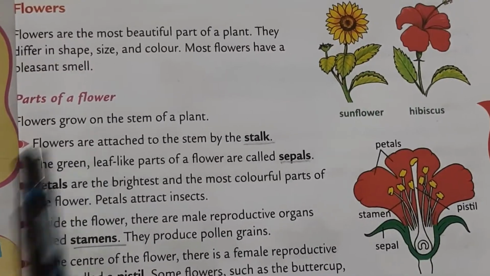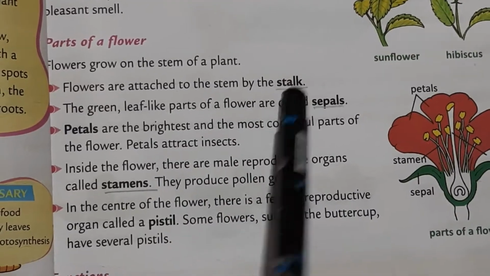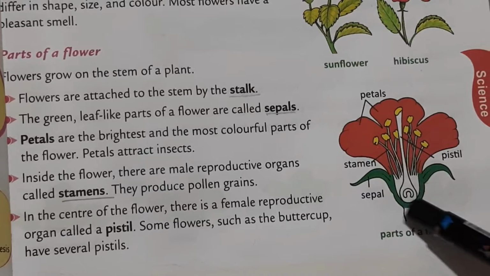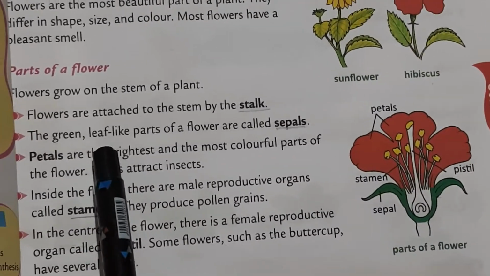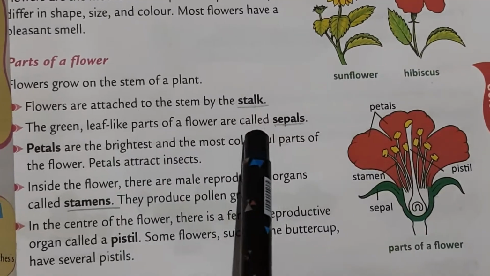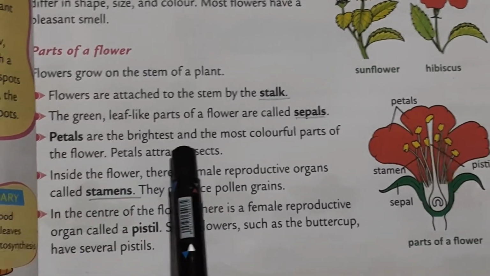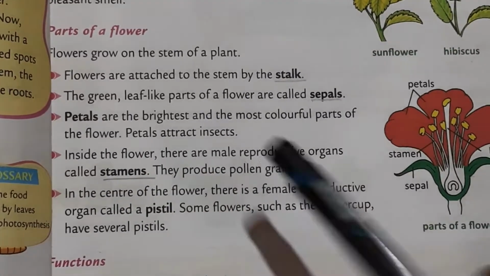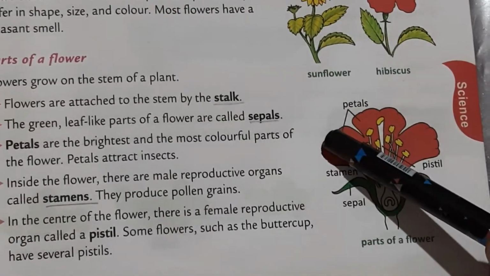Parts of a flower. Flowers are attached to the stem by stalk. Underline stalk. This part is called the stalk. Then the green leaf-like parts of a flower are called sepals. These are the sepals. Petals are the brightest and the most colorful parts of the flower. Petals attract insects. These are the petals. The most attractive part and the brightest.